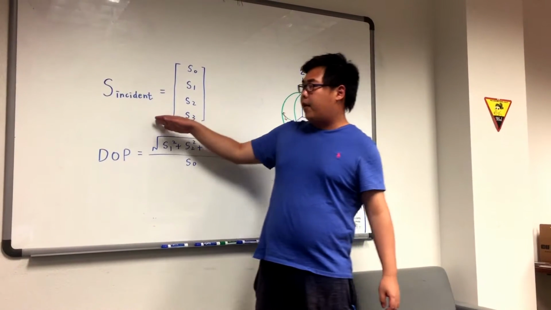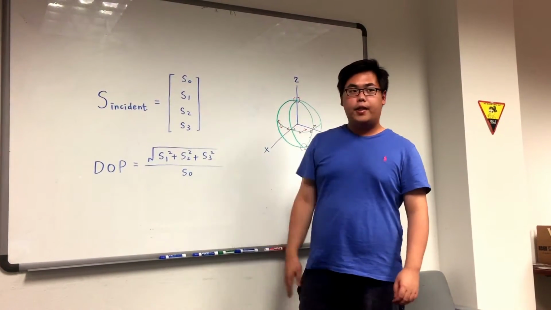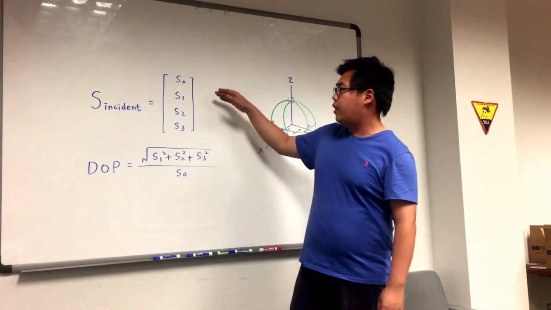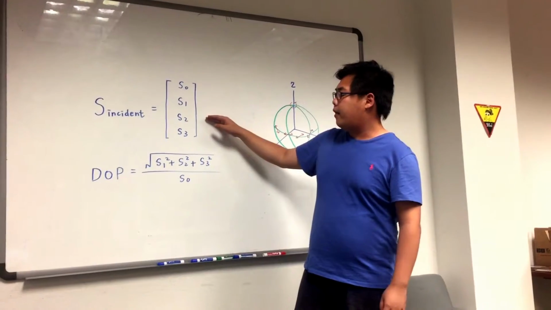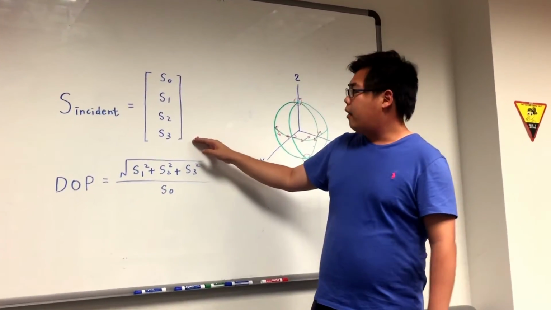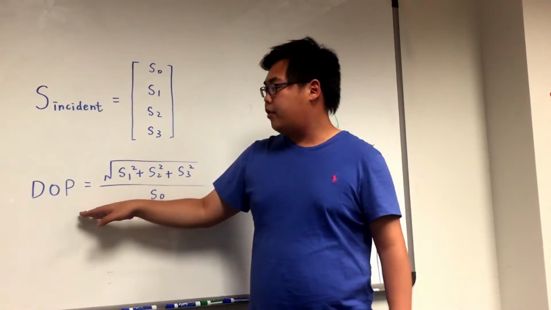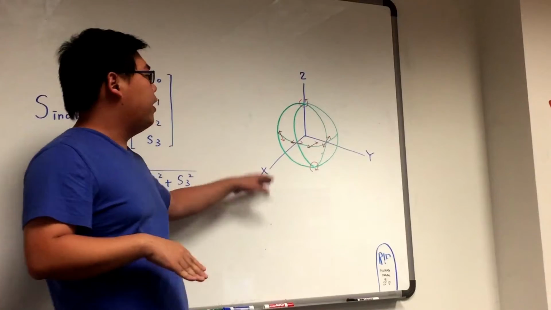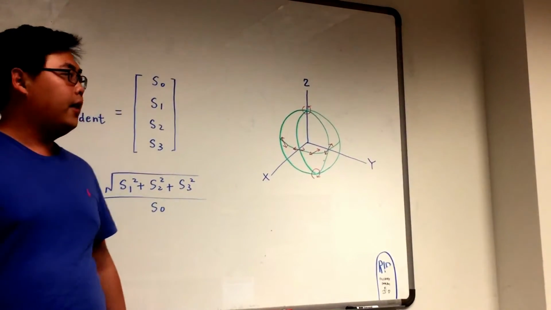Stokes vector is a set of values that represent the polarization state. The first value is the total intensity, and the other three values are the difference between the horizontal and vertical linear, linear plus and minus 45 degrees, and left-handed and right-handed circularly polarized light. The degree of polarization can be described using these equations. And the Poincaré sphere is a visual representation that describes fully polarized light.